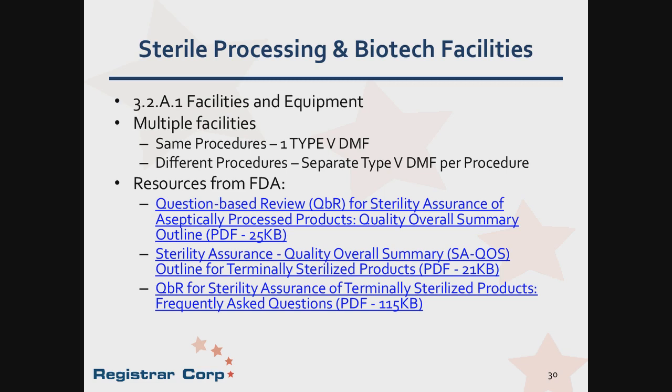For Type 5 DMF that are sterile processing and biotech facilities, you will want to include a 3.2A1 section that describes the facilities and equipment used in your manufacturing processes. Note that if the same procedure is used across multiple facilities, you may file one DMF. However, if the same procedures are not used, you will need to file a separate DMF per process, naming the facilities that will use that procedure. FDA does not have some resources available to guide you in what type of information will be helpful to FDA in a Type 5 DMF.